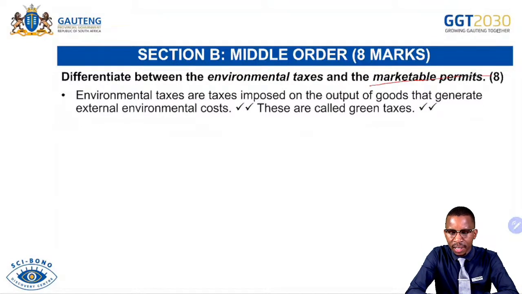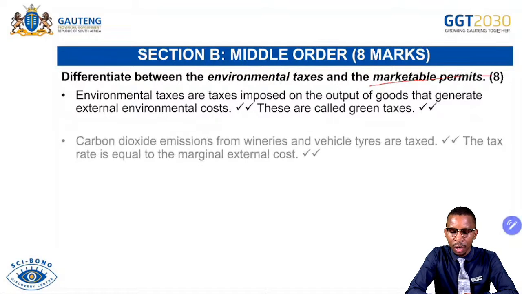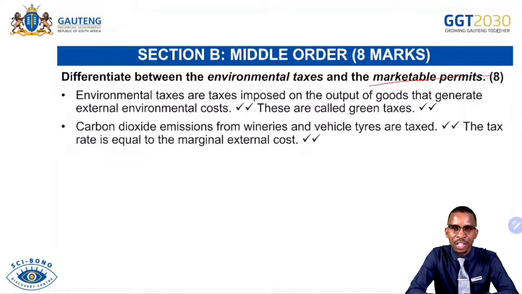Environmental taxes are taxes imposed on output of goods that generate external environmental cost. These are called green taxes or carbon taxes, and they are imposed on greenhouse gas emissions. Carbon dioxide emissions from wineries and vehicle tires are taxed. The tax rate is equal to the marginal external cost.